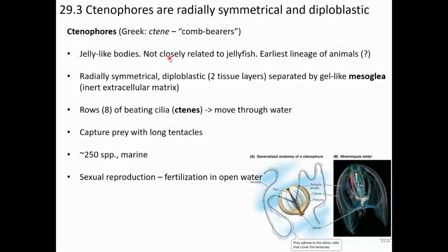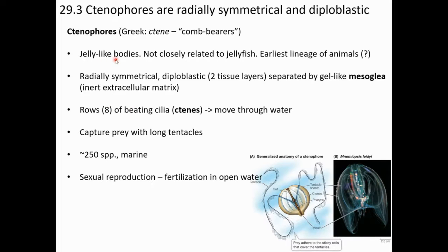So what are these ctenophores? They are radially symmetrical diploblasts. Diploblasts, remember, have two tissue layers, the endoderm and the ectoderm. Radially symmetrical means that you can chop them up like a pie and they're symmetrical around that, although it's not pure radial symmetry because they have these combs. I think there are 8 of them, yes.